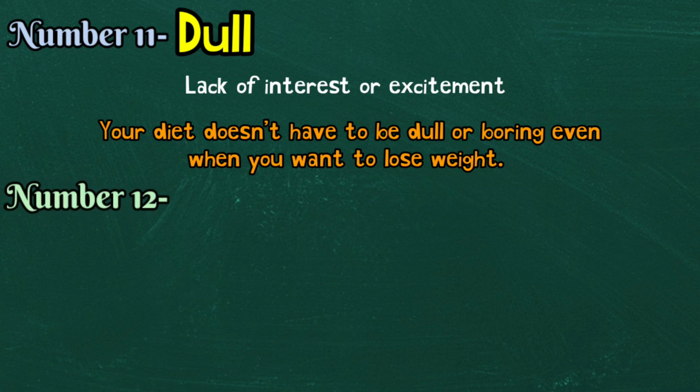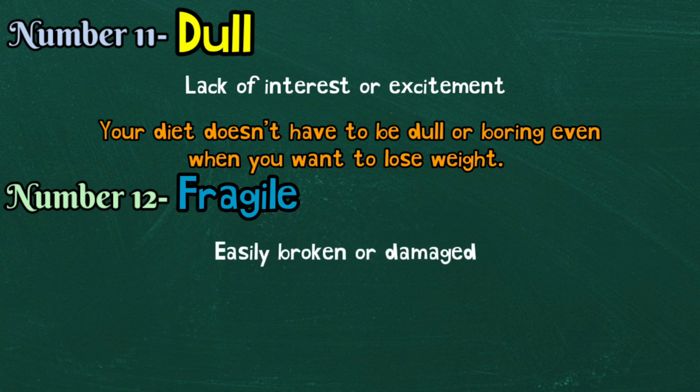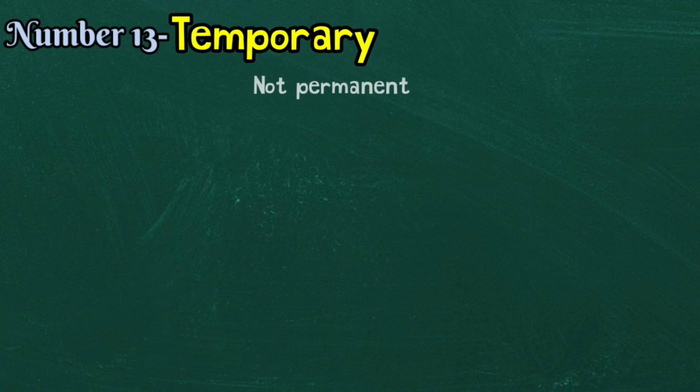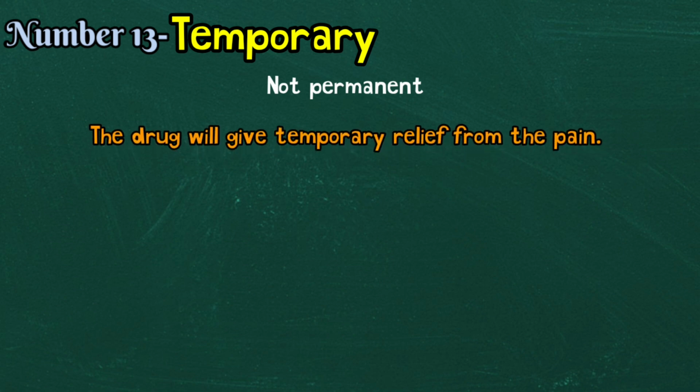Number 12. Fragile. To describe something that can easily break or get damaged. Likely, small ecosystems are highly fragile and sensitive to changes in temperature. Number 13. Temporary. Meaning not permanent. For example, the drug will give temporary relief from the pain.